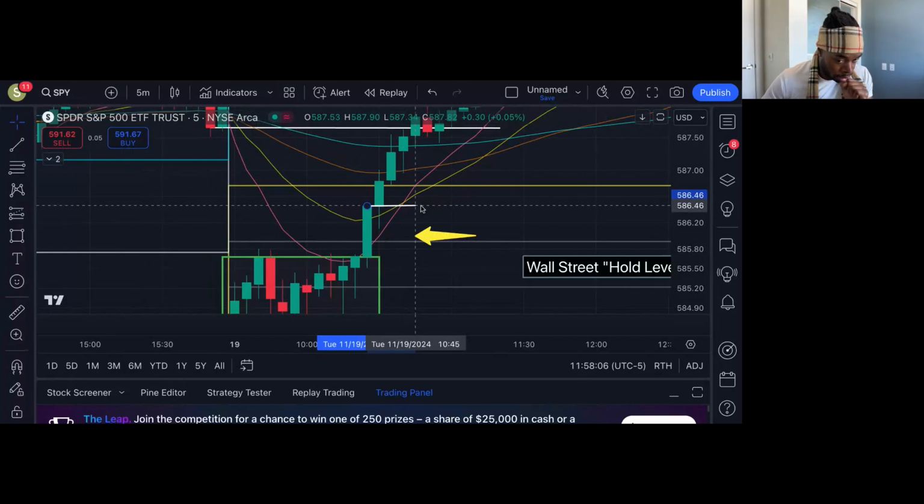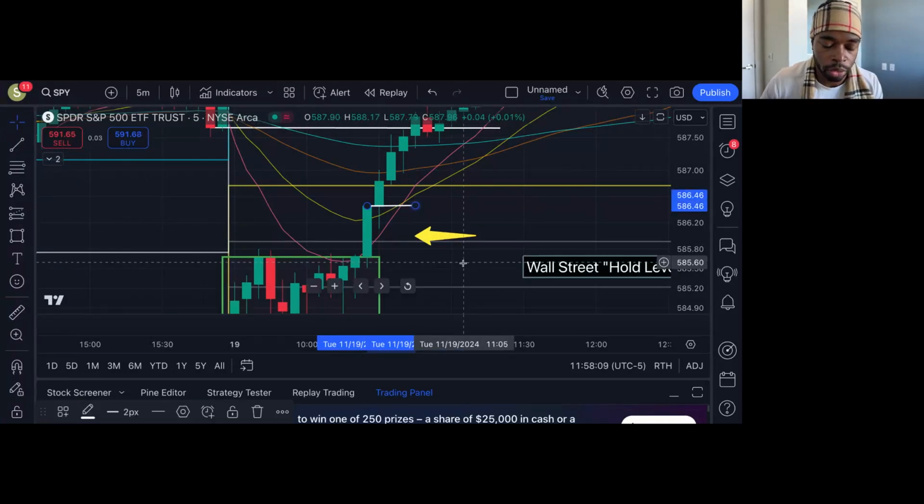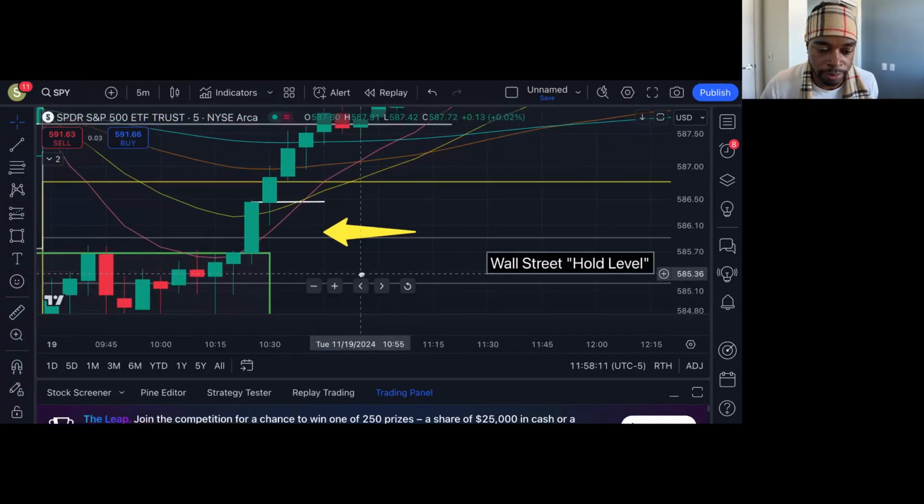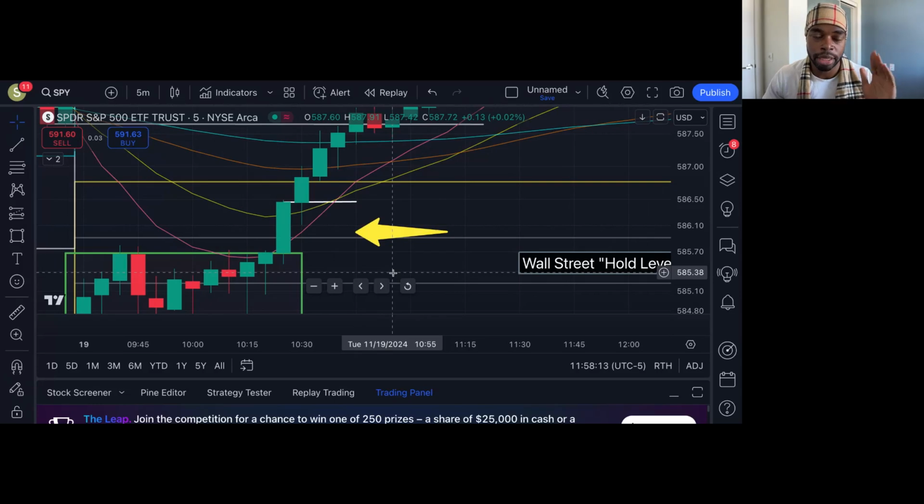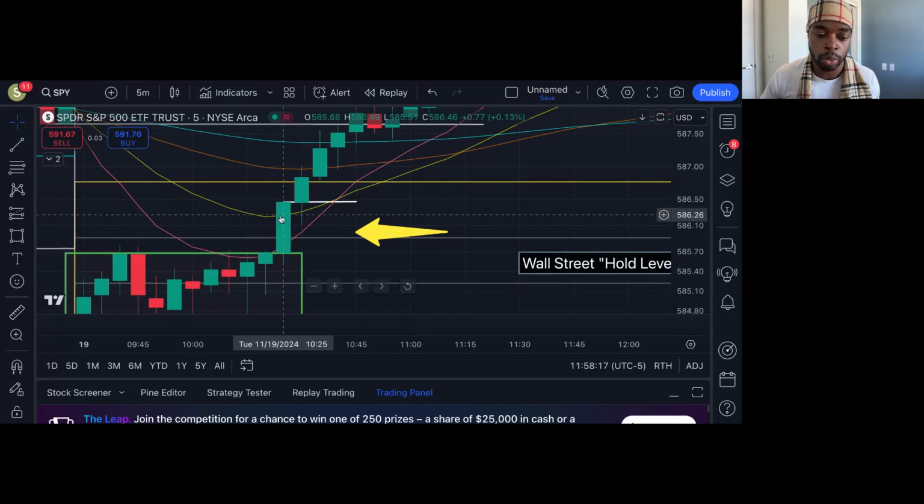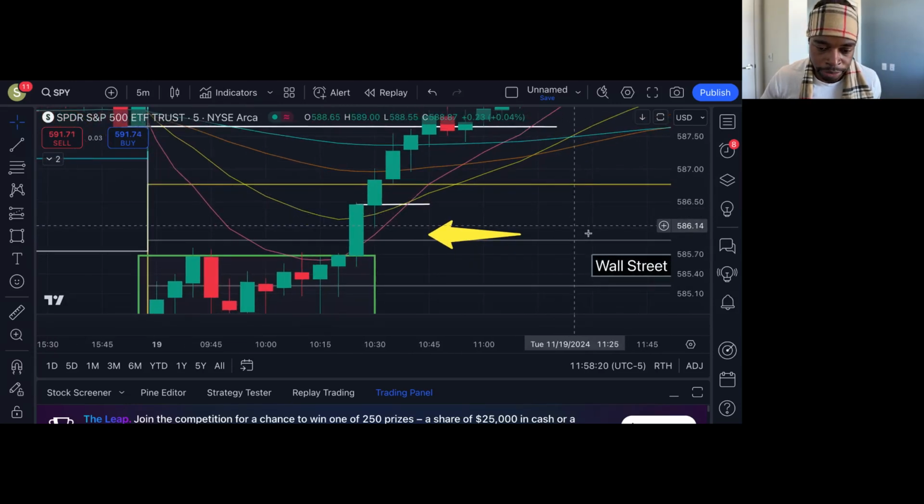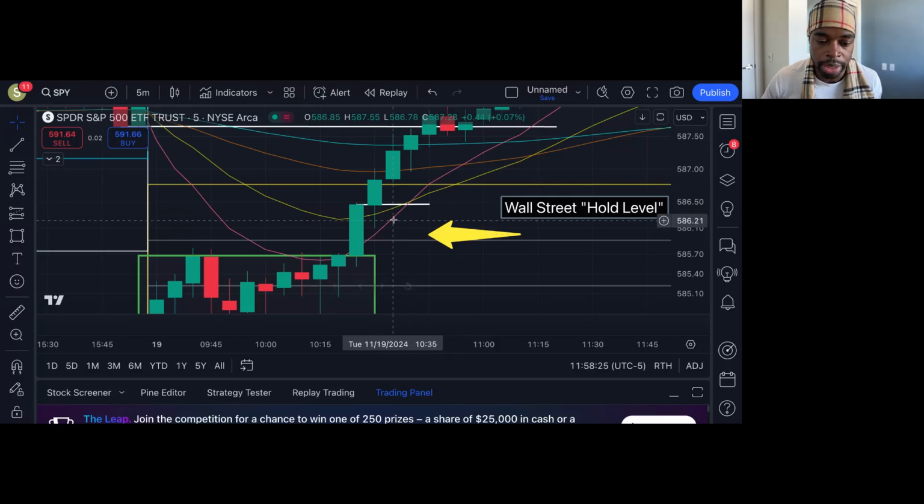Now, what is a Wall Street hold level? What is a hold level? A hold level is a level at the close of a bar. So with the bull bar, it's the close of that bull bar. That level is right there, at the close of the bull bar. And what that's telling me is if the next bar holds above that close, then we likely have enough buying pressure to continue to the upside.